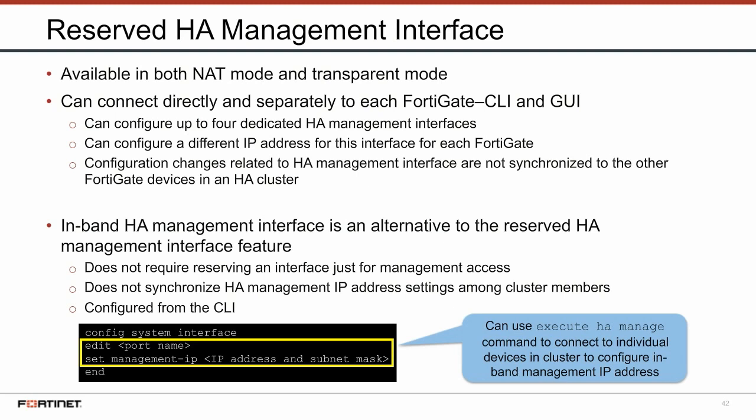and logs independently. What if you don't have a free interface available to reserve it as a dedicated HA management interface? You can configure a management IP address from the CLI on any interface that is connected to a network and processing traffic. This doesn't require reserving an interface just for management access, and is an alternative to reserving a dedicated HA management interface.